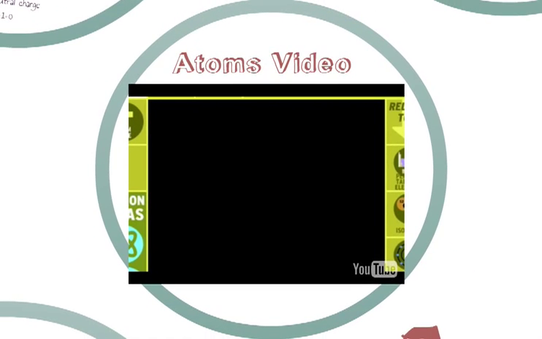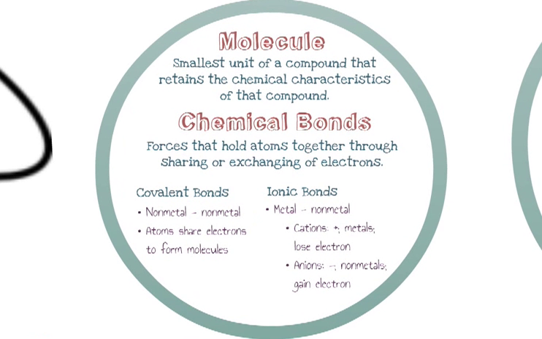So now that we've talked about atoms, let's look at molecules. Molecules are made up of atoms, and molecules are the smallest unit of a compound that retains the chemical characteristics of that compound. For example, there's a water molecule. The water molecule is made up of 2 hydrogen and an oxygen. And the hydrogen and oxygen come together through chemical bonds. And these are forces that hold atoms together through sharing or exchanging of electrons.